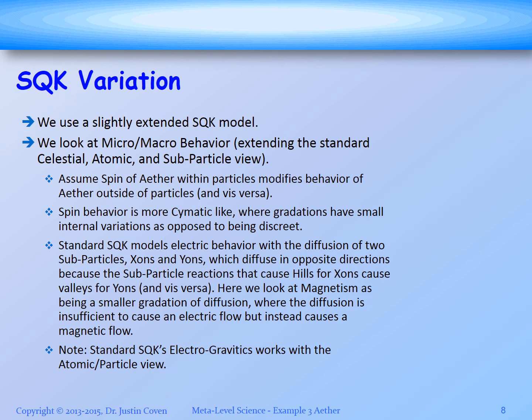The standard subquantum kinetics models electric behavior with the diffusion of two subparticles, xons and yons, which diffuse in opposite directions because of the subparticle reactions, which cause hills for xons when valleys are caused for yons, and vice versa. Here we look at magnetism as being a smaller gradation of diffusion, where the diffusion is insufficient to cause an electric flow, but instead causes a magnetic flow. Note, the standard subquantum kinetics electrogravitics works with the atomic particle view.